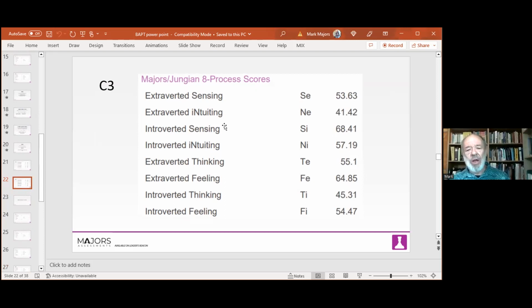Her primary or dominant function, introverted sensing, is 68. It's almost two standard deviations above the mean. She's mentally operating all the time with all the things from the past, all the things that she's done, all the emotional things she's experienced, and she really has that entire repertoire ready right in her mind.